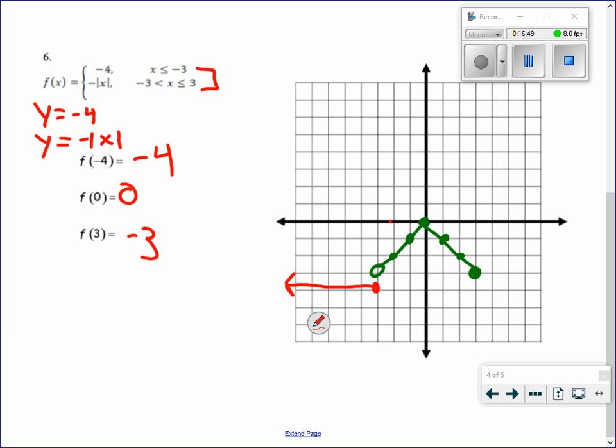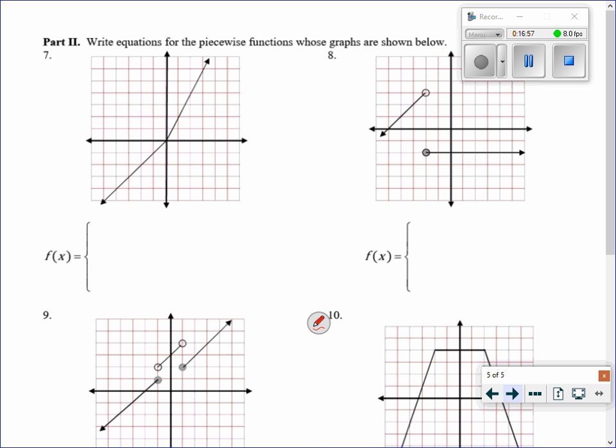Any other questions? So let's look at a few where we would be writing our equations. So flipping to this last page here. We'll do 7 and then 9 together, and then you guys can try the other ones on your own.